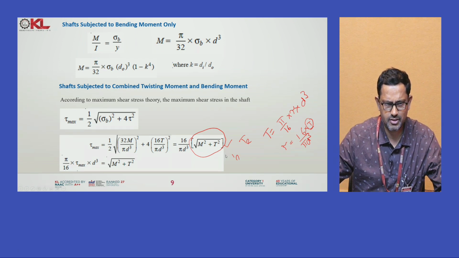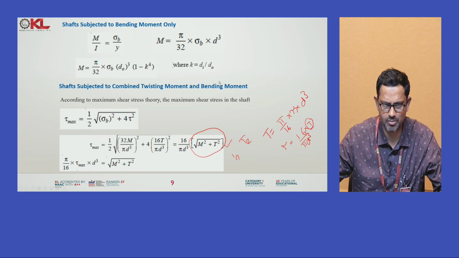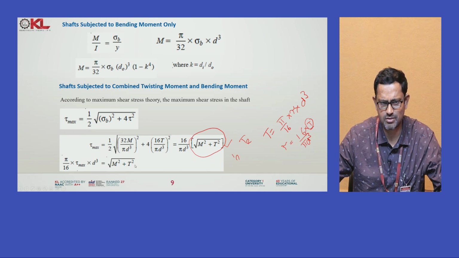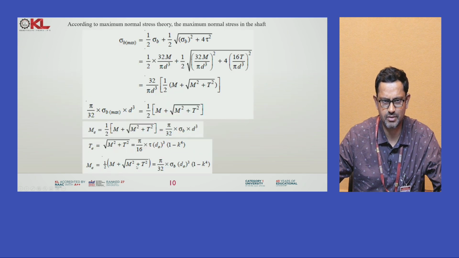So for a shaft subjected to both twisting moment as well as bending moment, what can we write? Pi by 16 into tau max into d cube is equal to under root M square plus T square. M is the bending moment, T is the twisting moment.